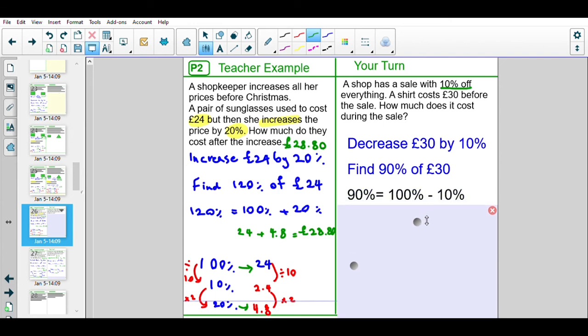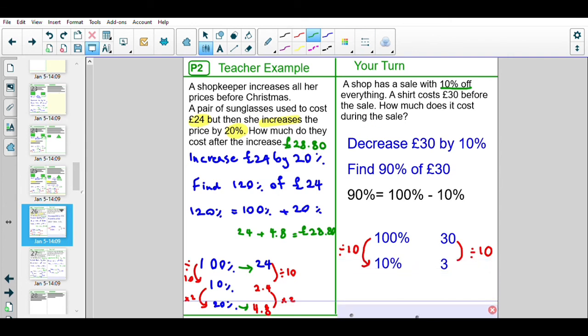To get 90%, I can subtract 10% from 100%. We find 10%, then 100%, our original amount, is 30. Subtract 10%, that is 3. And my answer would be £27.